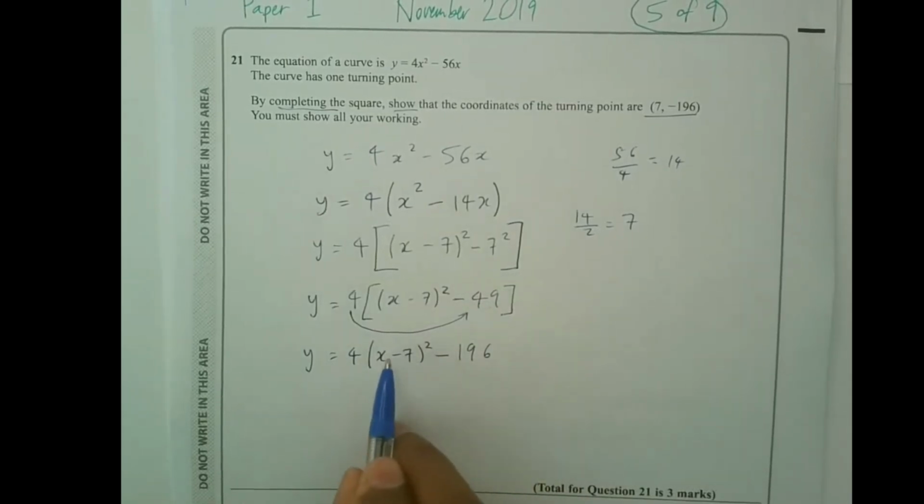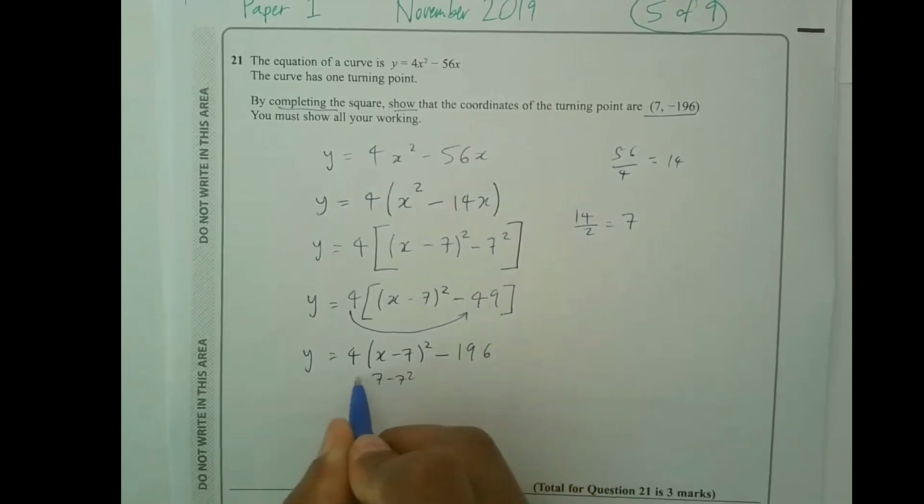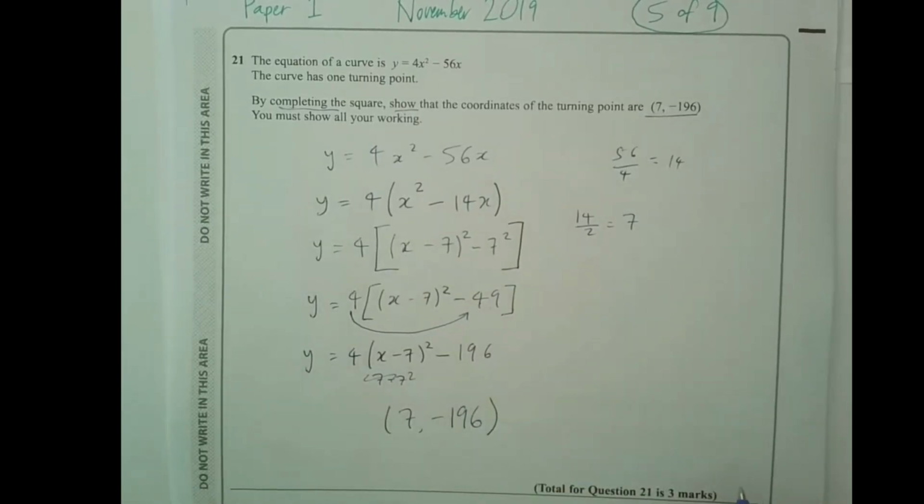what do I do to make this 0? So this must be 7. Minus 7 will give me 0. So this will disappear. And so 7, minus 196 is my turning point. And so I've done that.